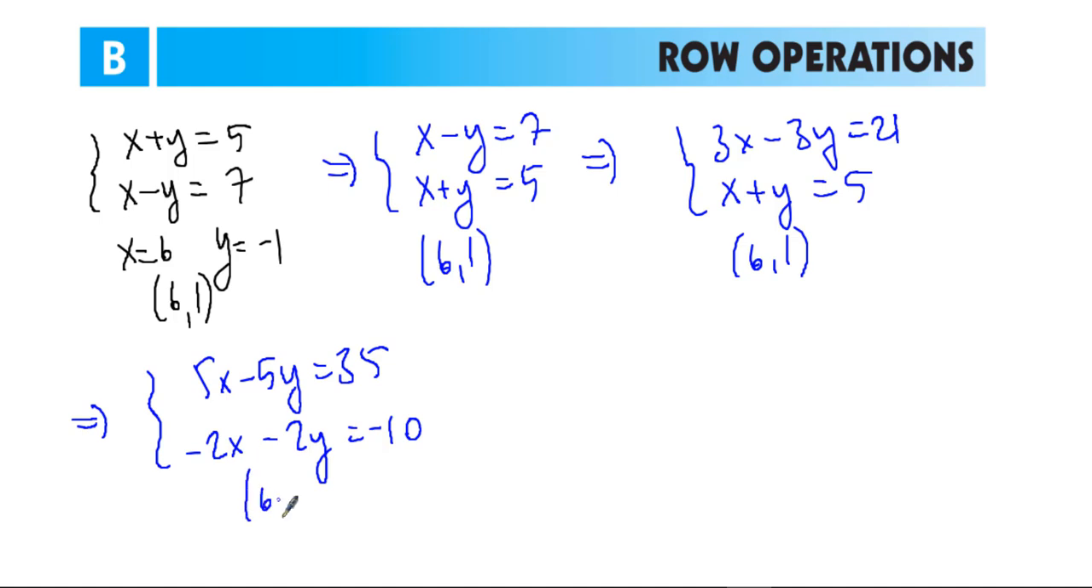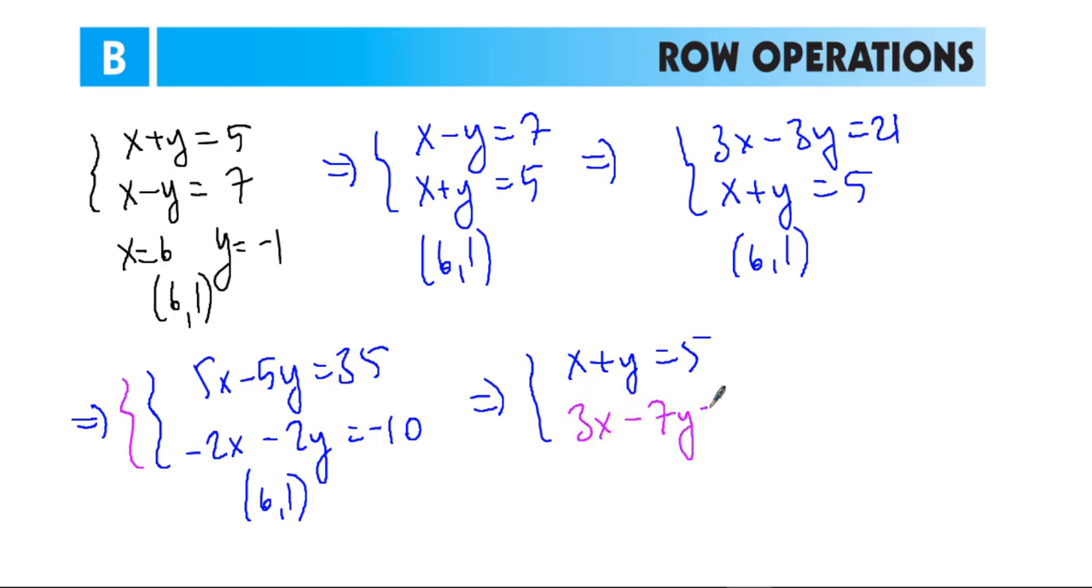I will tell you one more. Let's go to the original, x plus y equals 5, and the second equation, x minus y equals 7. I multiply the first one by a number, the second one by a number, and now I can add or subtract. Let's add them. It will give us what? 3x minus 7y equals 25. Now here's one more thing. This will again have the same solution, (6, -1).